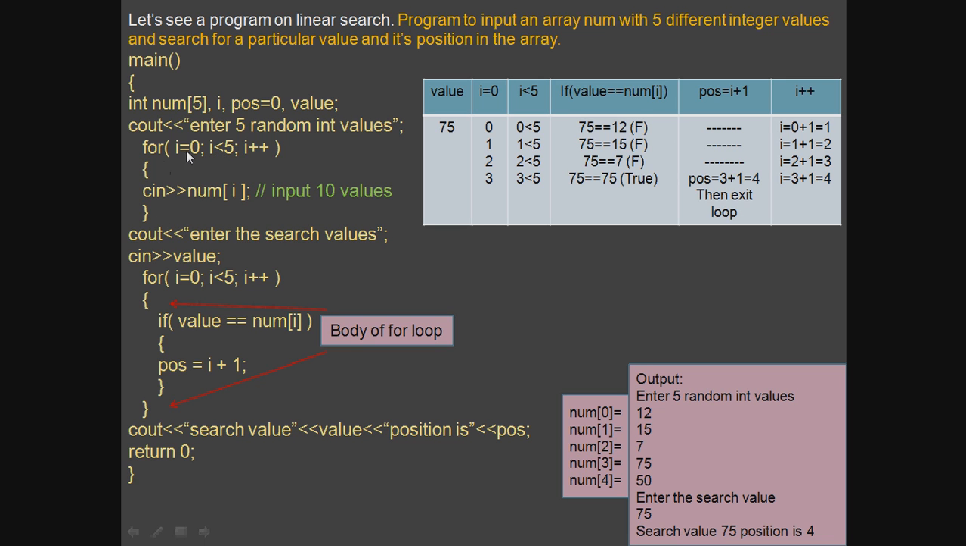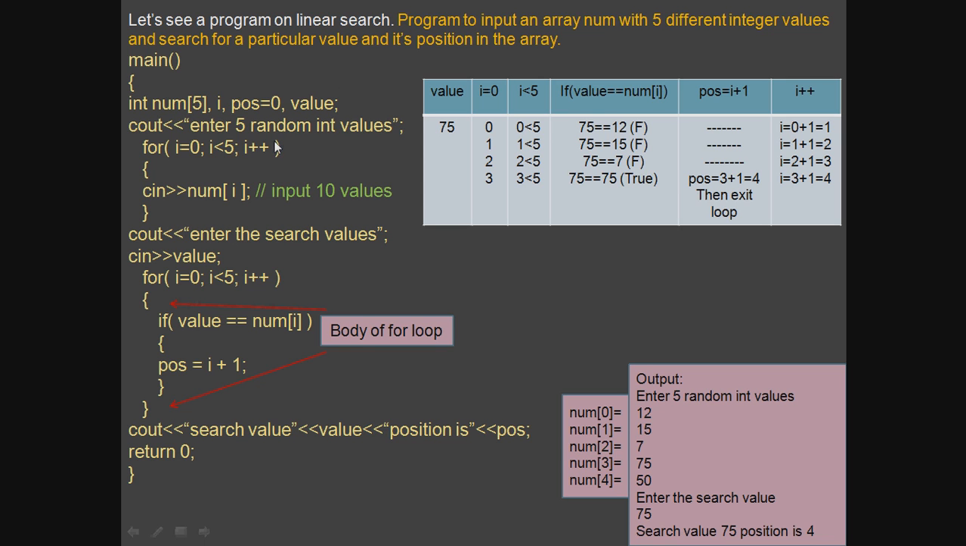So again it comes to the body of the for loop, cin in num i. Now the value of i is 1, so in array element num1 you store 15. Similarly, this keeps going till it reaches num4 equals 50. By that time, all 5 array elements store the values 12, 15, 7, 75 and 50. The next step, after you enter the values and store them in the array elements, is to enter a search value.